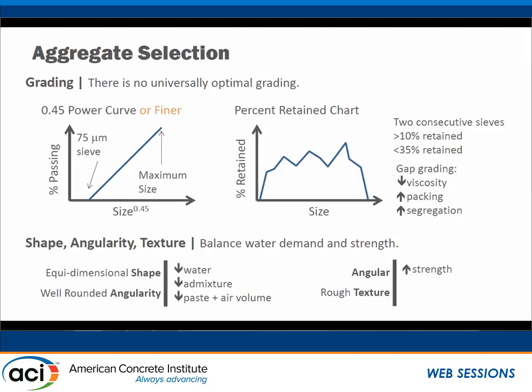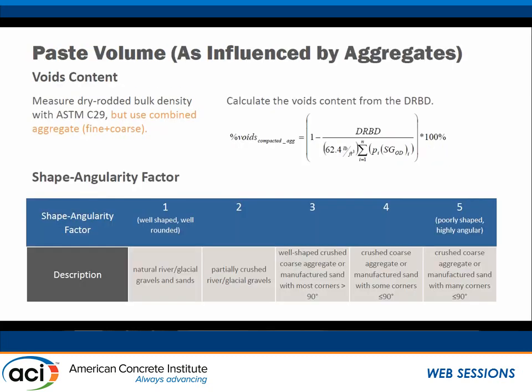For aggregate, again, we use the Power 45 curve, and we look at the percent retained chart to make sure that we have a similar amount on the different sieve sizes to get the optimal aggregate. We put that together, and then we look at the effective shape. And shape comes in, again, explicitly in looking at the amount of paste. So we need paste driven from the packing density in the voids, which we measure empirically. But then we also add an additional shape factor, so the better shaped, the less paste above and beyond what you need just to fill the voids.